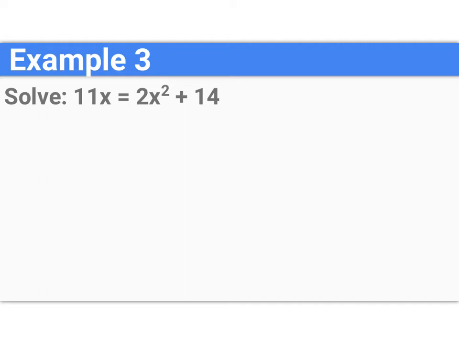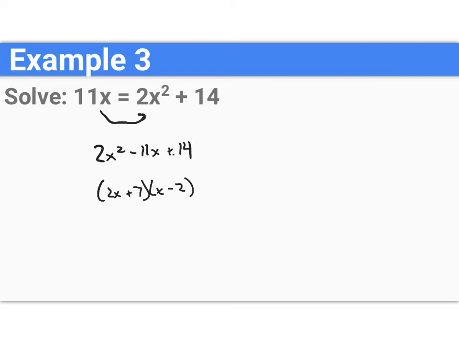Okay, so first things first, we have to move this into standard form. So the 11x part is going to be moved over. So we have 2x squared minus 11x plus 14. And so we're going to have 2x, let's try plus 7, and then x minus 2. And let's see what happens.